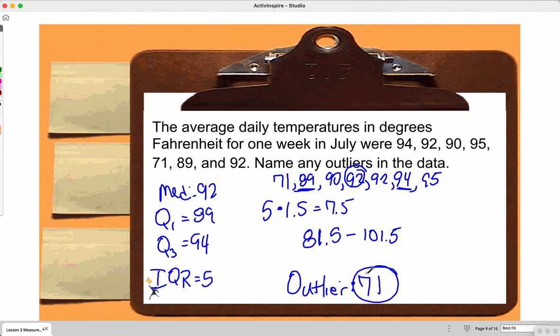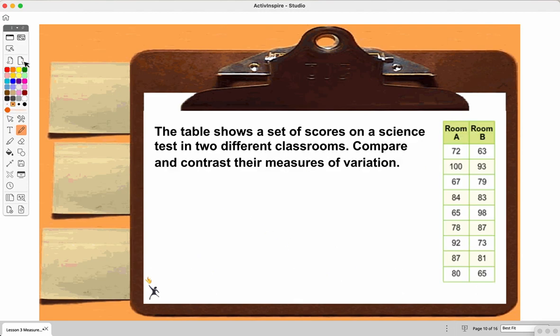All right. So let's go ahead and take a look at one more thing as we work. The table shows the set of scores for a science test.